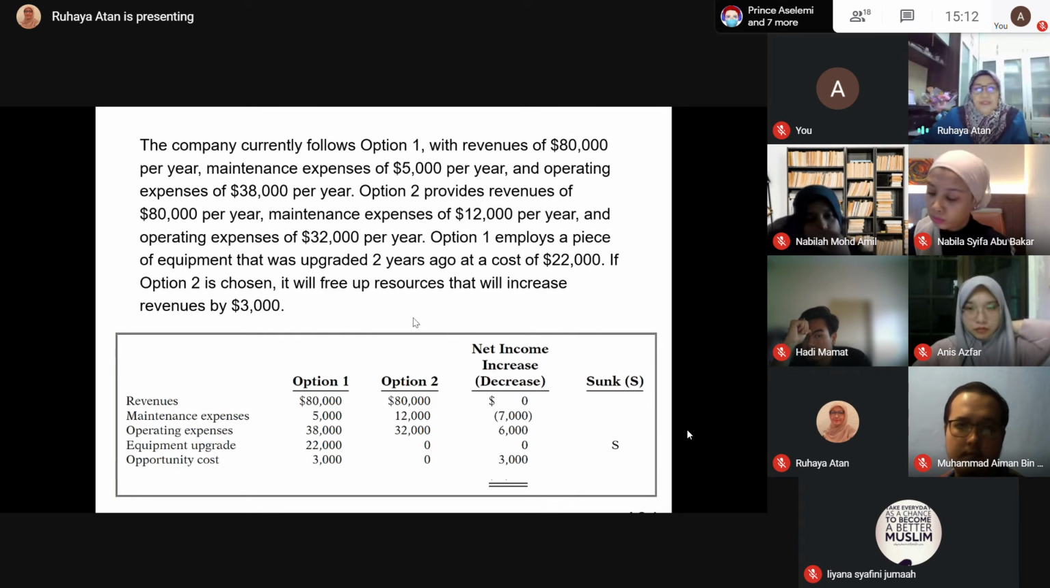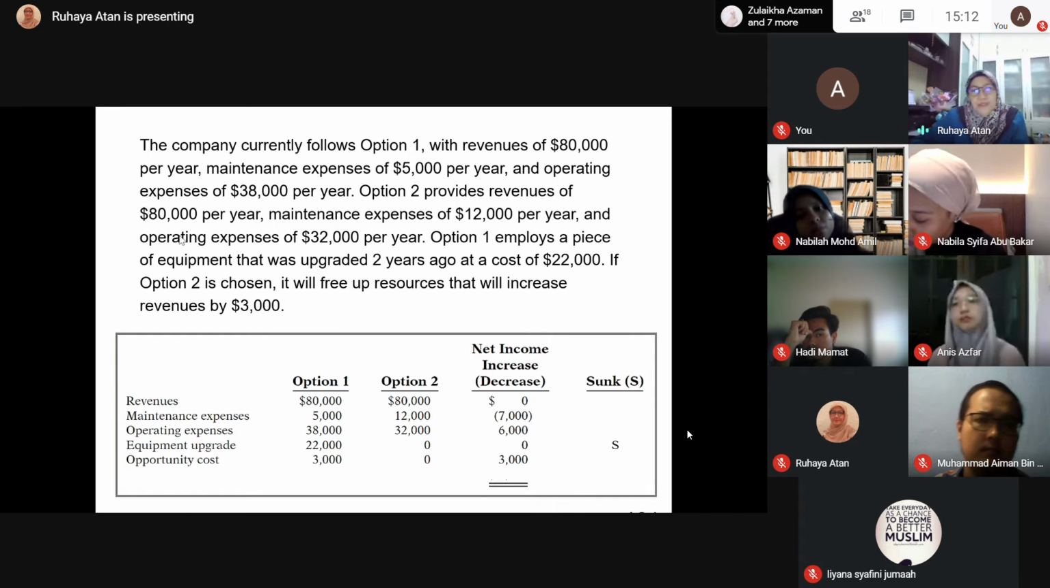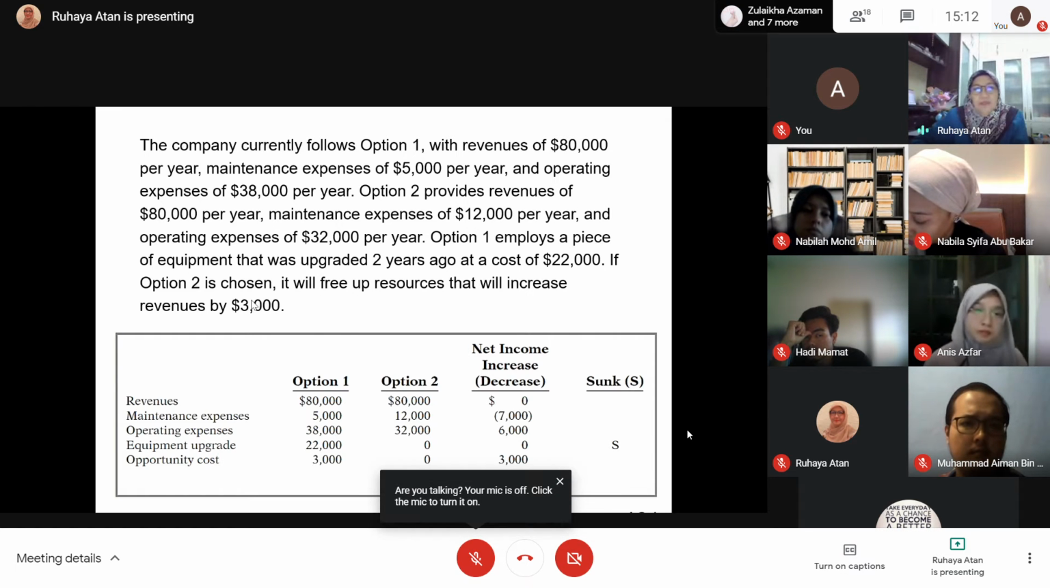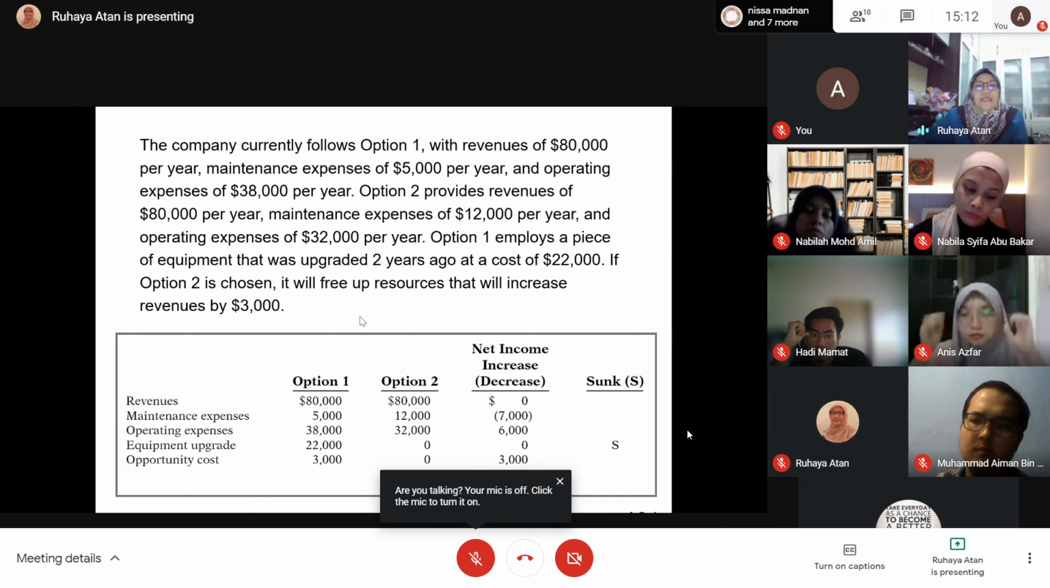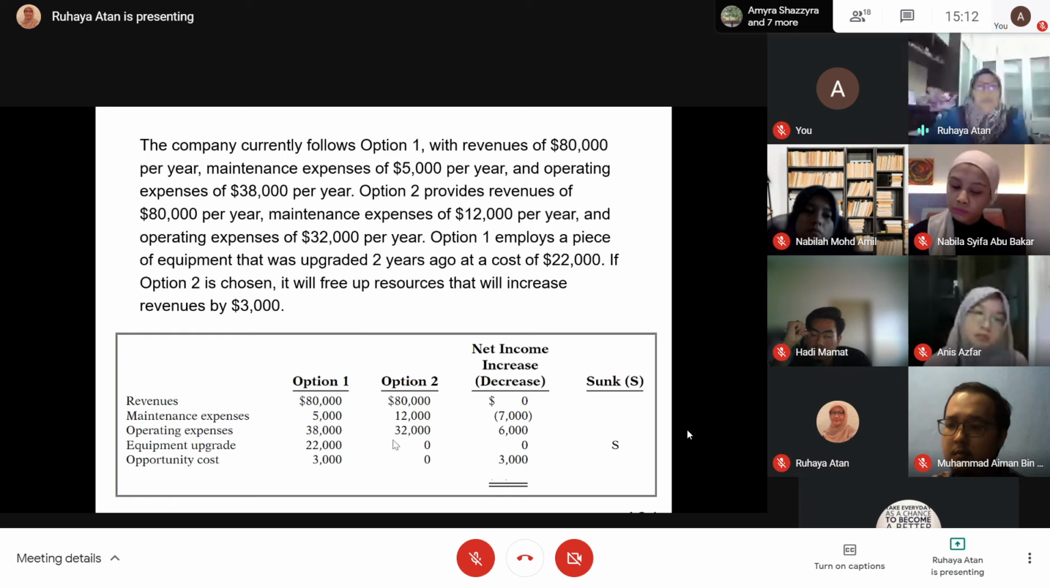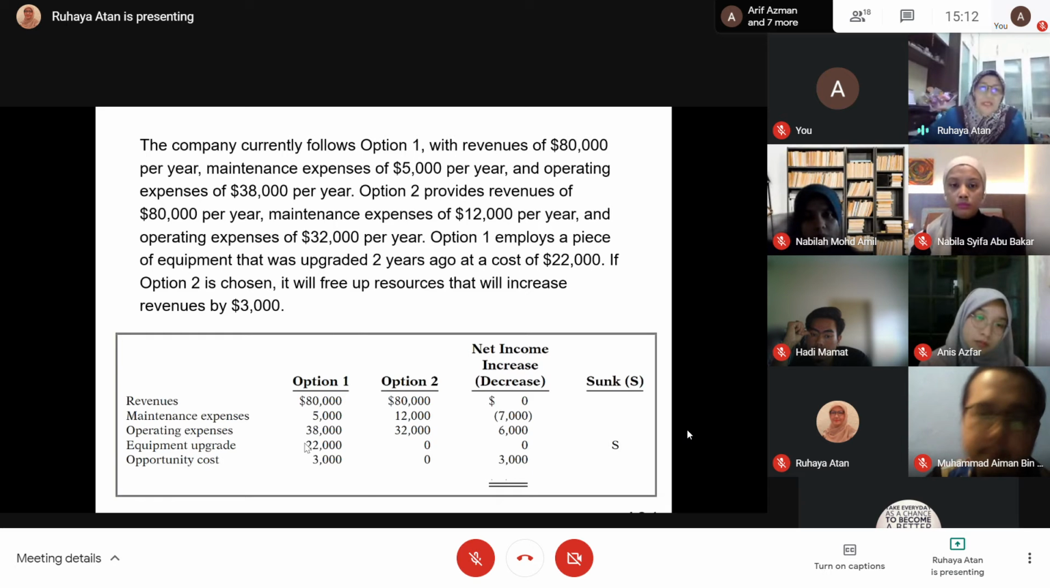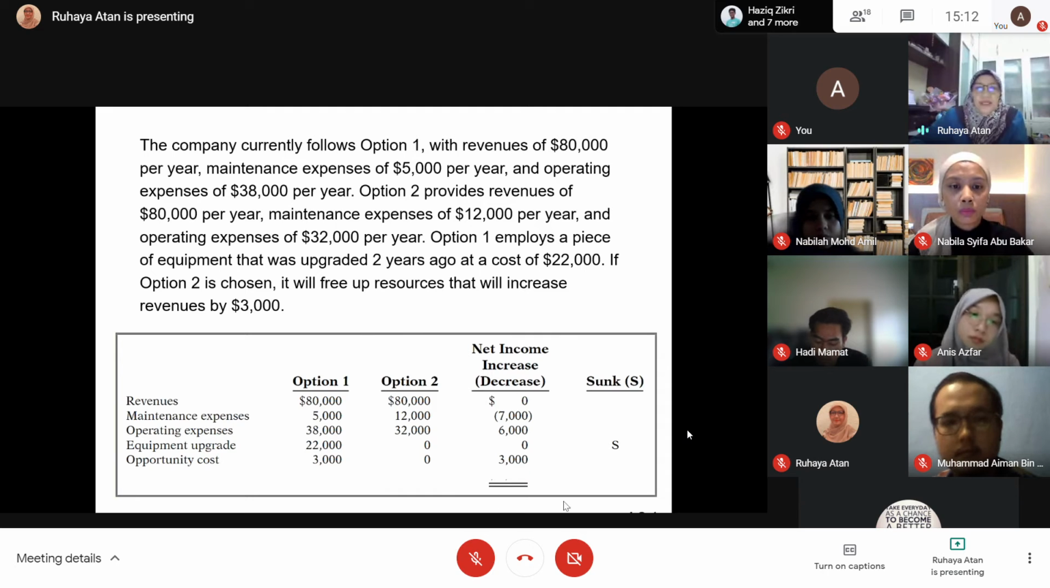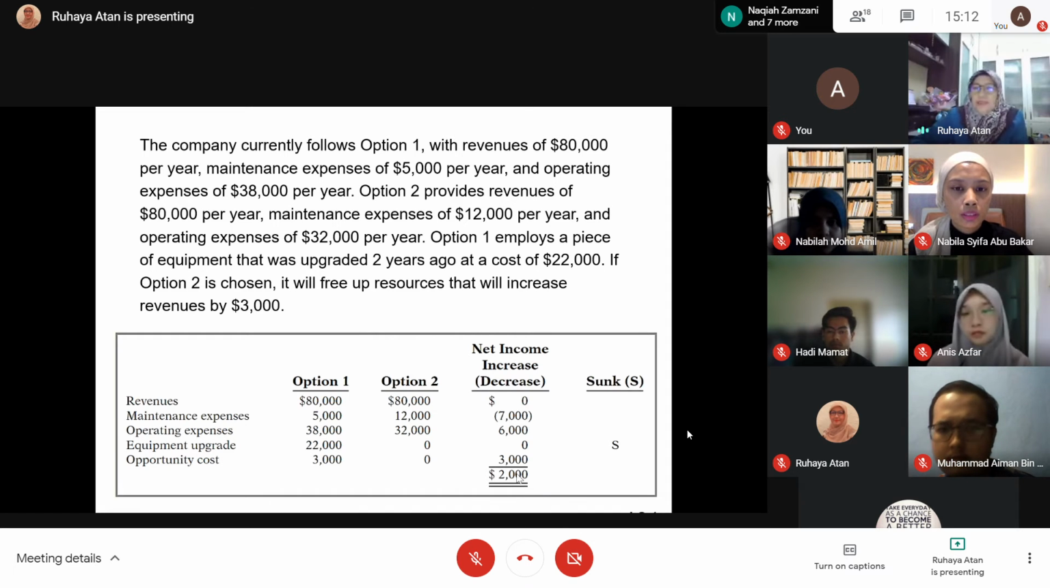Okay, so I think you will not understand what it means here. If the option is chosen, it will free up resources that will increase revenue by 3,000. So that means if you do this option, you are not getting this. So if you do option 1, you will get some opportunity cost here. In total, there will be a positive net increase.